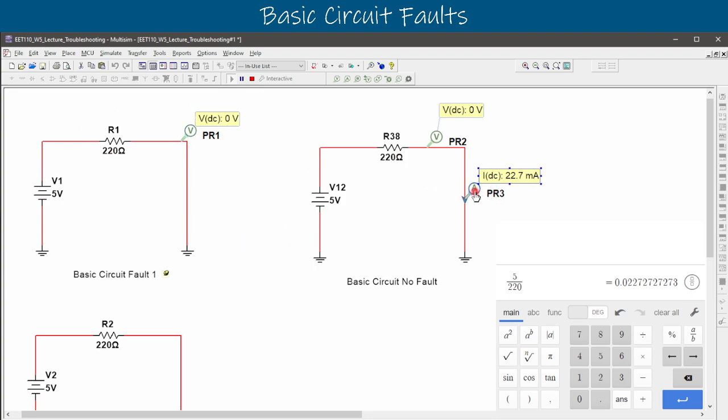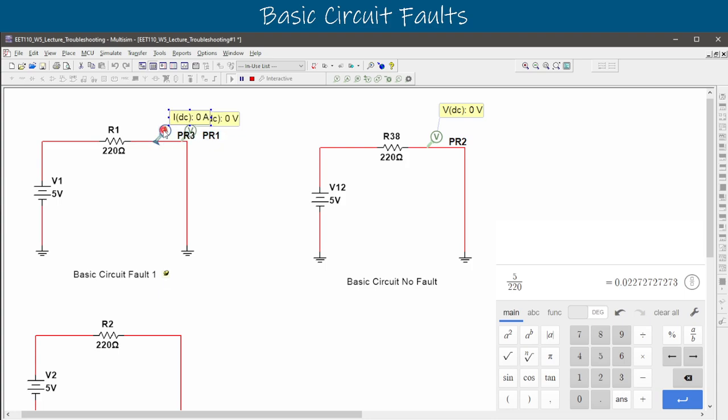So grab our current probe and we'll pull it over here. We know it should be 22.7 milliamps, and we get 5 picoamps. Picoamps is really, really small, right? So there's no current, 0 amps as we rotate around that corner there, and 0 amps at the end. There's no current in this circuit, right?